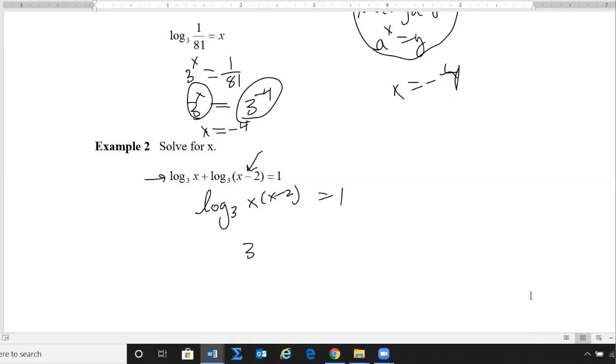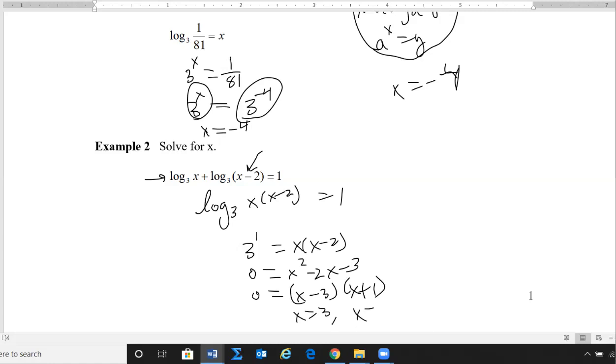Then I can do my conversion. 3 to the 1 equals x times x minus 2. Then I'm going to multiply this out and subtract the 3. So I get this. That gives me x is 3 and x is negative 1. Now, the negative 1 you can't use because we assumed over here that negatives were not usable. So can't use a negative for this equation. The negative's out, but the 3 looks like it should work.